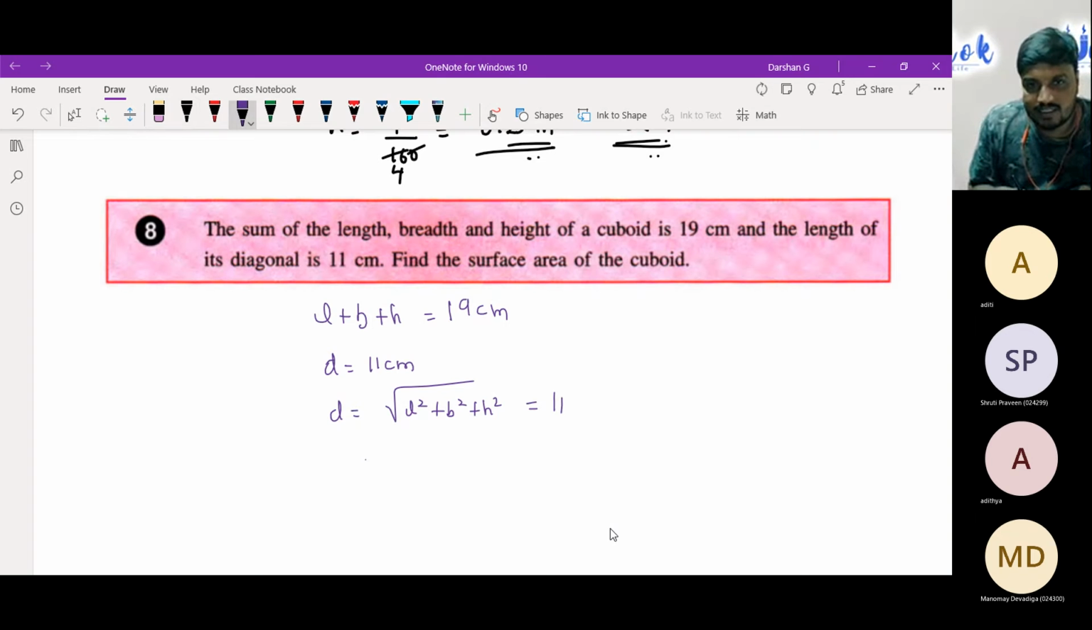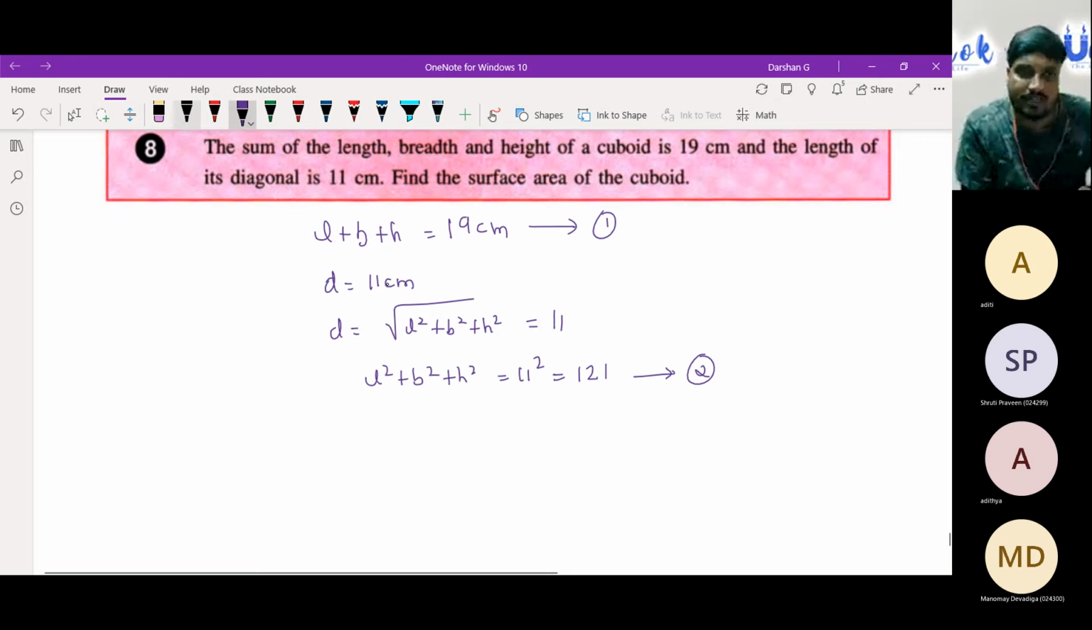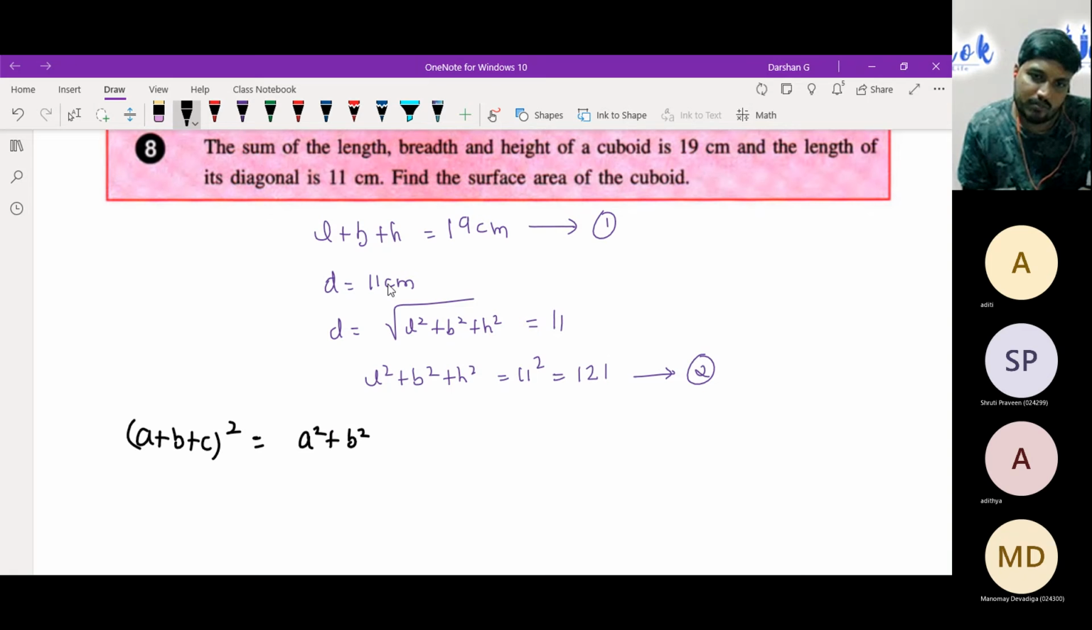So how to find L square plus B square plus H square? That would be 11 squared, that is 121. So now I know two things: L plus B plus H, and I know L square plus B square plus H square. So now you should know identities. That is why I tell formulas are very important. So you should know what is A plus B plus C the whole square formula. It is A square plus B square plus C square plus 2 times of AB plus BC plus CA.